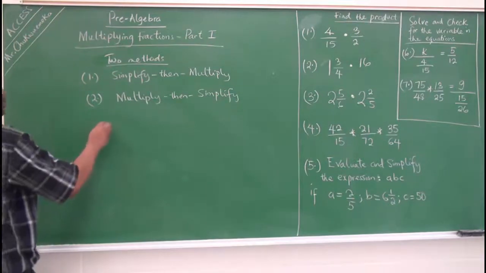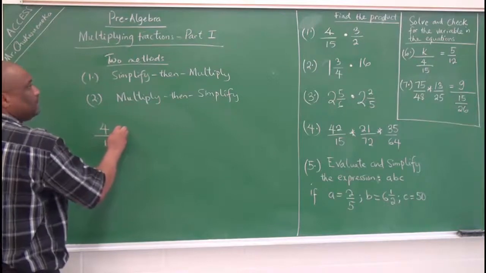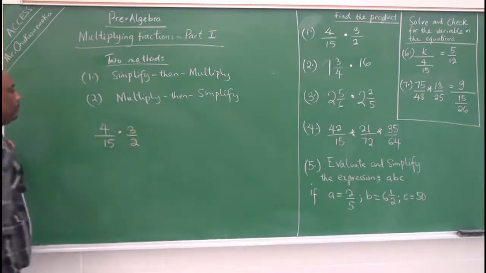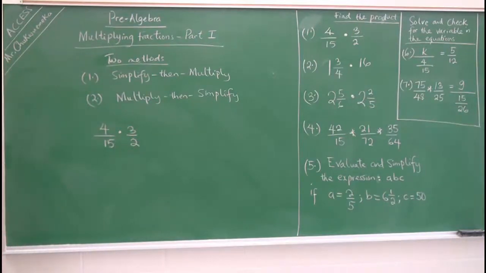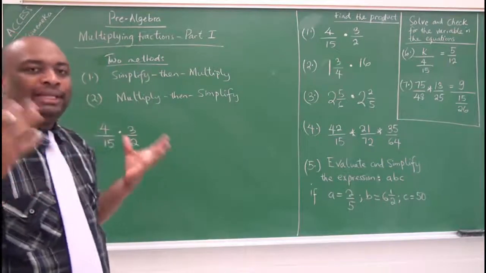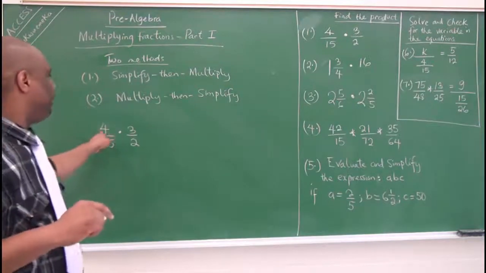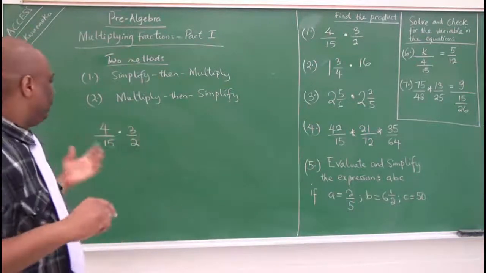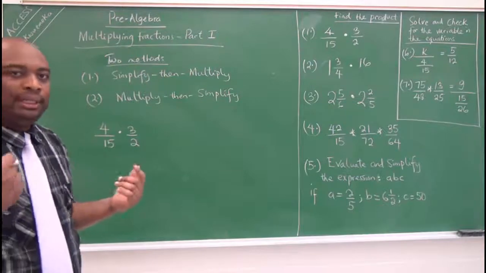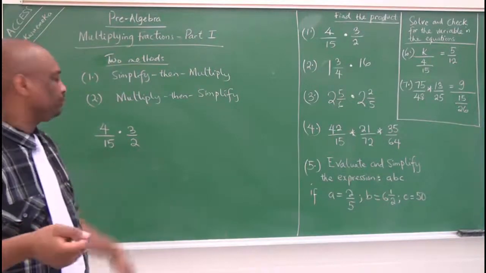So let's start with number one. We have 4 over 15 times 3 over 2. If we use the first method, simplify then multiply, that means we have to look at the numerators. The numerators in this fraction are 4 and 3. Look at the denominators. The denominators in this fraction are 15 and 2.